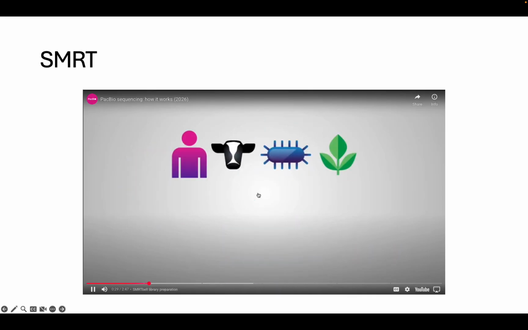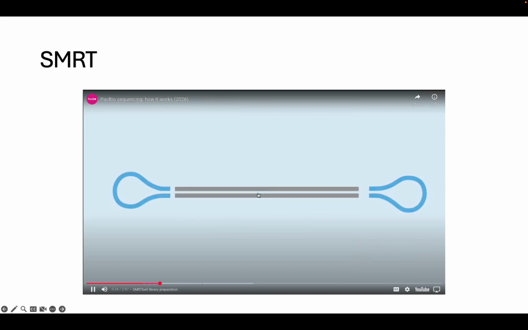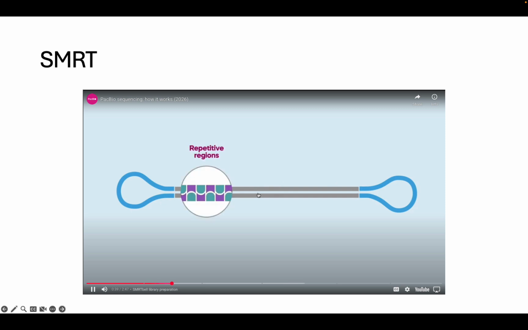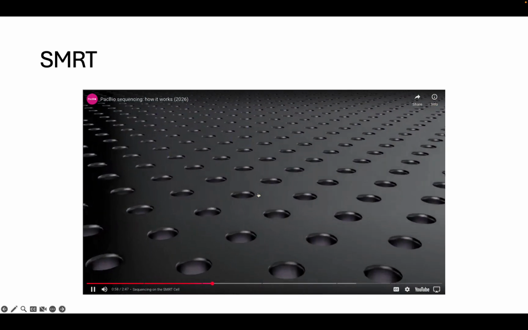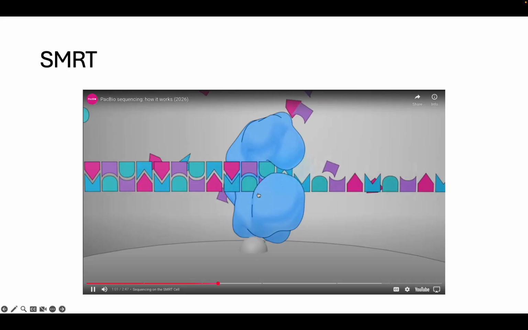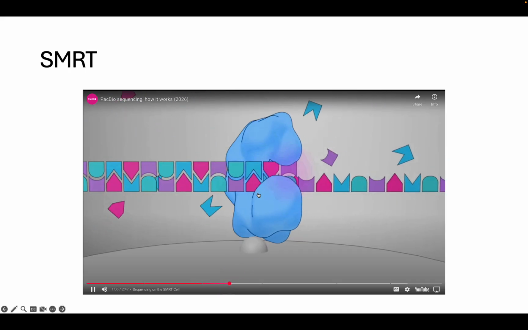First, DNA from nearly any organism is converted into a circular template by ligating adapters to both ends without PCR amplification. This avoids bias in highly repetitive or GC-rich regions and allows for the simultaneous detection of genetic variants and methylation status in a single assay. Next, primer and polymerase are added to the library, and the sample is ready for sequencing. Sequencing happens on a SMRT cell, which contains millions of tiny wells. Inside each well, the polymerase gets to work, building a new DNA strand base by base from the native template.